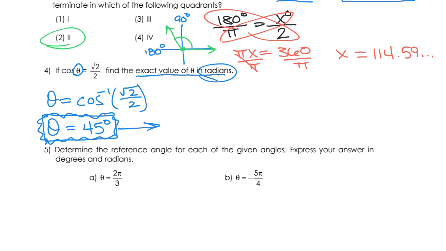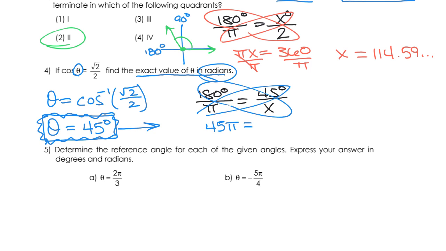But we have a way of converting, so we're going to do 180 degrees over pi radians is equal to 45 degrees for how many radians? Okay? If we cross multiply, we end up with 45 pi equal to 180x. And we're going to go ahead and divide by 180 so that we can solve for x.